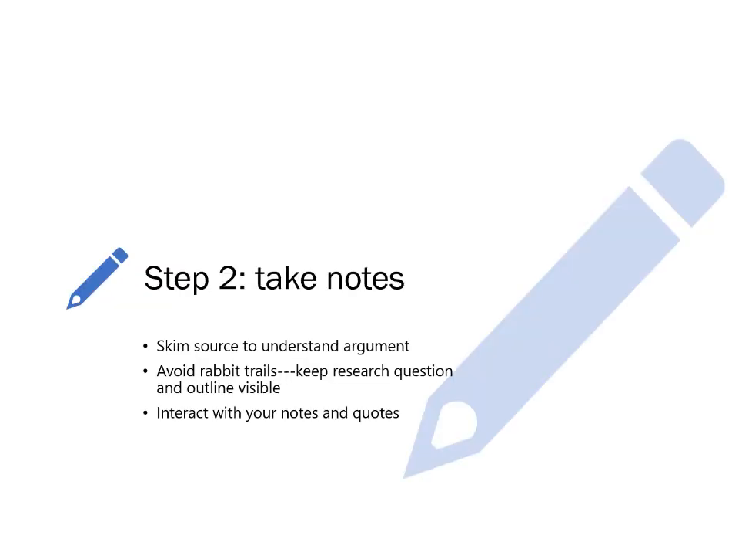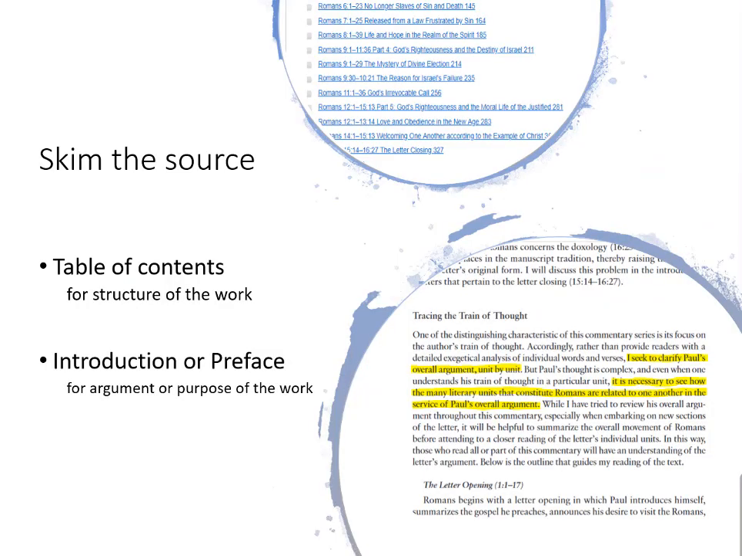Step 2. Take notes. First, skim the source. Look at the table of contents for the structure of the work and the development of the topic. Then the preface or introduction for a description of the approach to the topic, what the author was attempting to do, and the material covered.